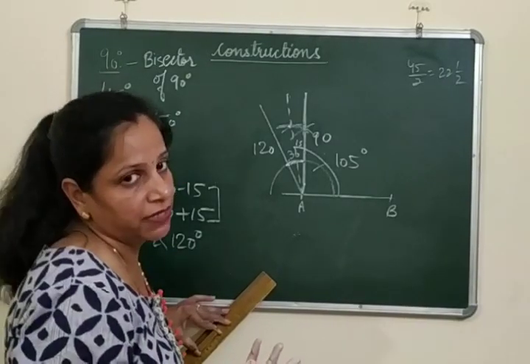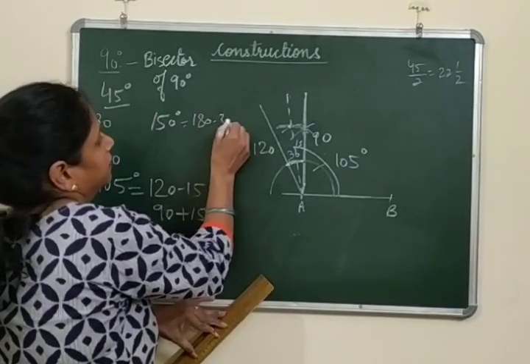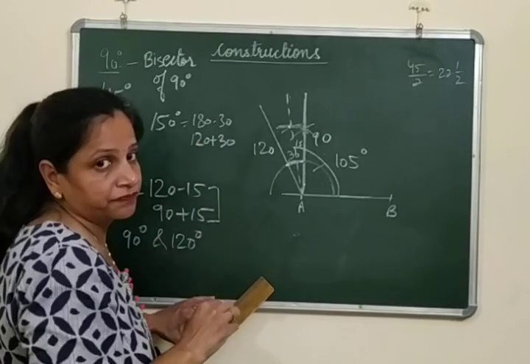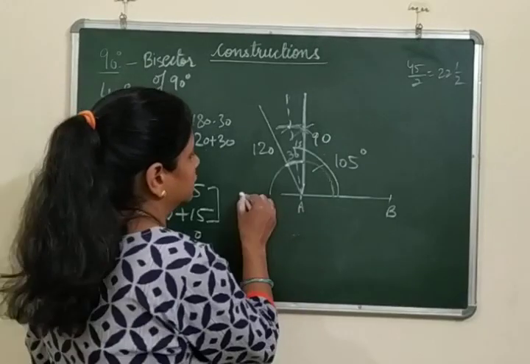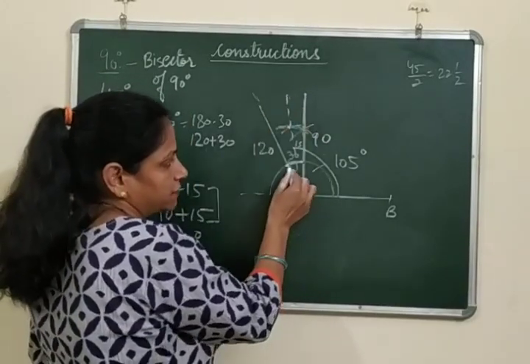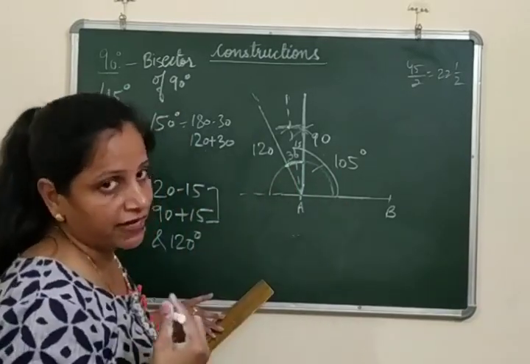How can we make? There can be various ways, either 180 minus 30 or 120 plus 30, right? So 120 plus 30, if we do from this only, we will be able to do, see, this is 120 till here, this angle is 120 till here, 120 में 30 और ऐड करना है. How can we add that?